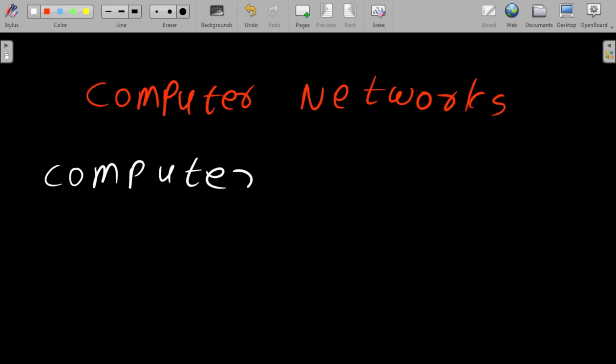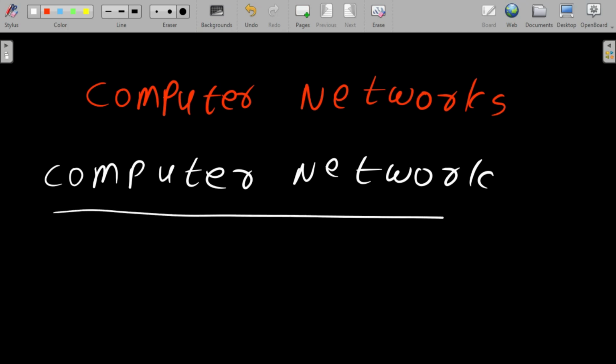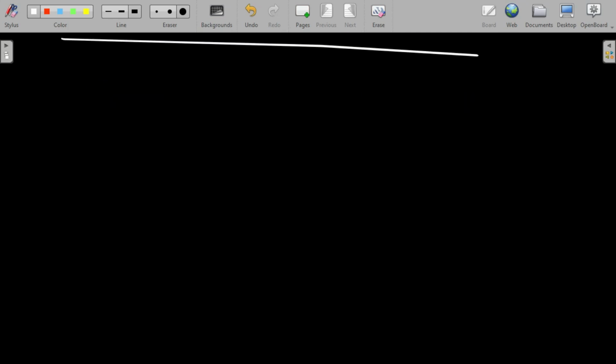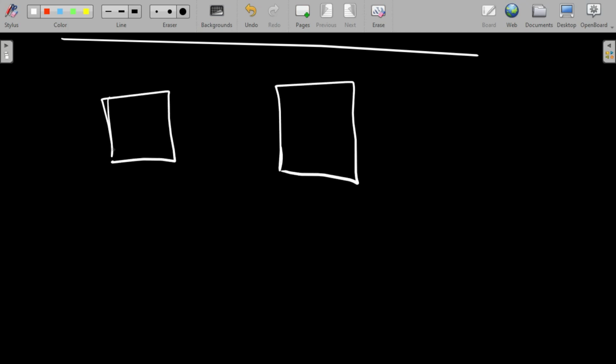In simple words, suppose you have two computers. Let me draw the computers. This is your computer 1 and this is your computer 2. The first computer has a movie. Suppose the movie is Oppenheimer. I'm not sure about the spelling. And this second computer wants the same movie. So, how can this movie be shared to this computer? The answer is by connecting the computers.